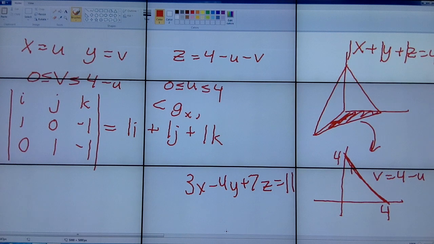So we have 1, 1, 1. Don't forget our parameterization. No, I'm going to break something. All right, here we go.